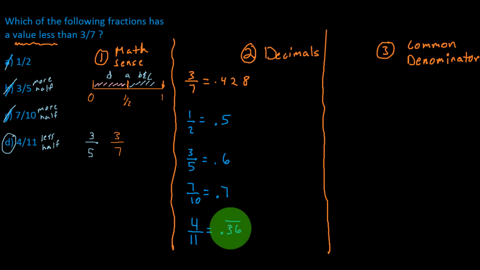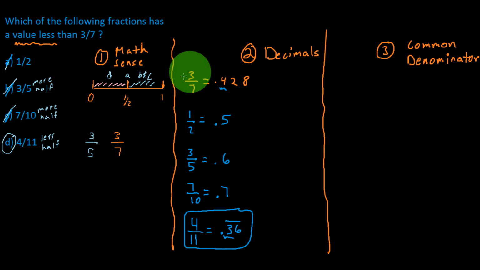So now if we look at the first digit, or the digit in the tenths place value, which is a 3 here, and compare it to the digit in the tenths place value here, which is a 4, well, 4 is larger than 3. Therefore, 4/11 has to be less than 3/7 up above. Again, our answer would be D.